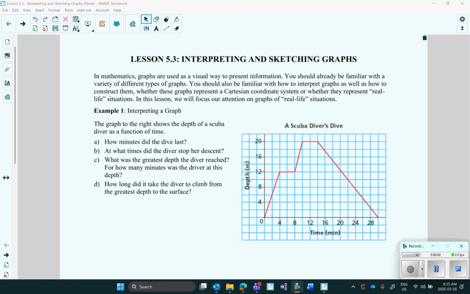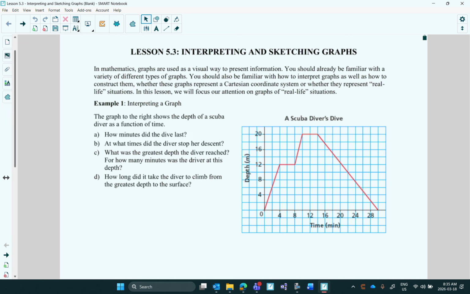So we've been talking about relations and functions, which is just a relation between two variables that follow some sort of rule. Okay. So what we're going to look at here is how do we read relations in graph form, and when we're given information, how do we turn that into a relation on a graph?